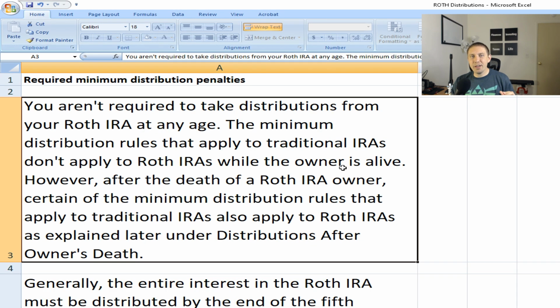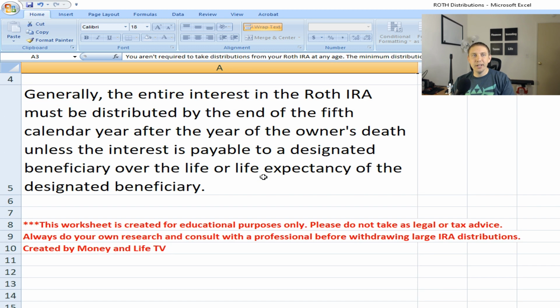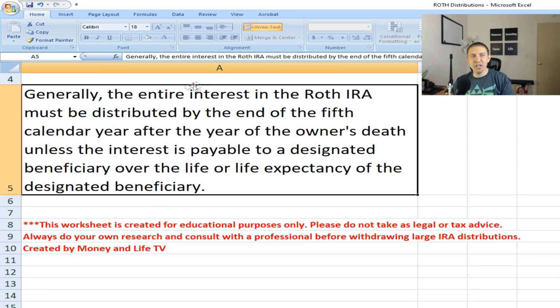However, after the death of a Roth IRA owner, certain minimum distribution rules that apply to traditional IRAs also will then apply to Roth IRAs, as explained later under distributions after the owner's death. So basically, this is what you need to know.